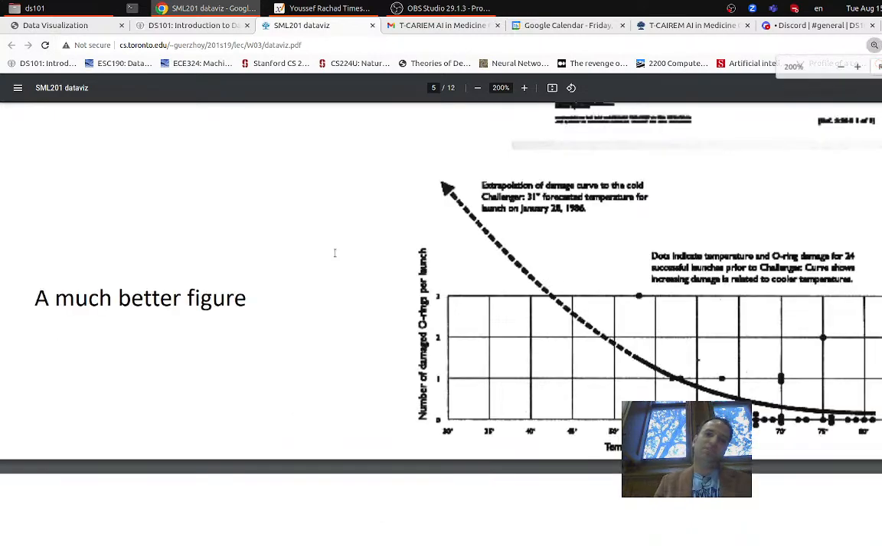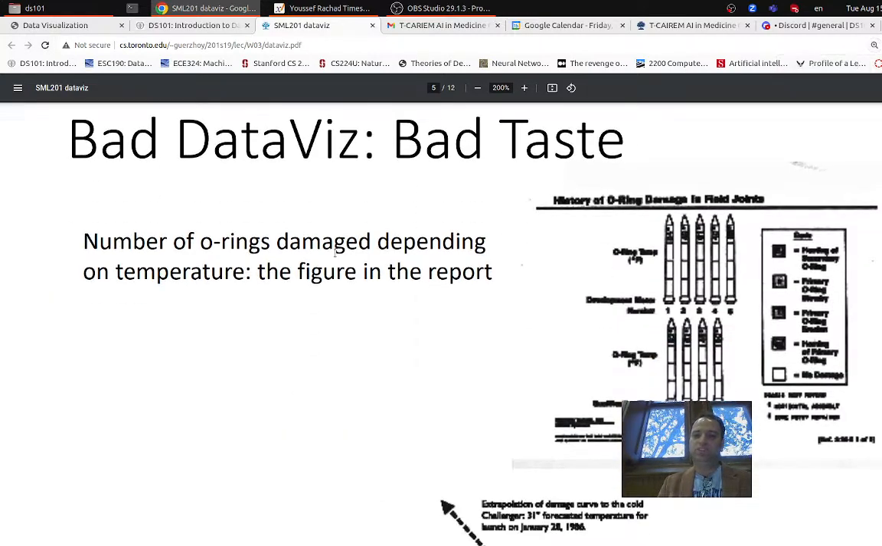I don't want to say that the person who made this chart, and nobody knows who that is, is responsible for anything. That's probably not true. But it's an illustrative example of bad data visualization.